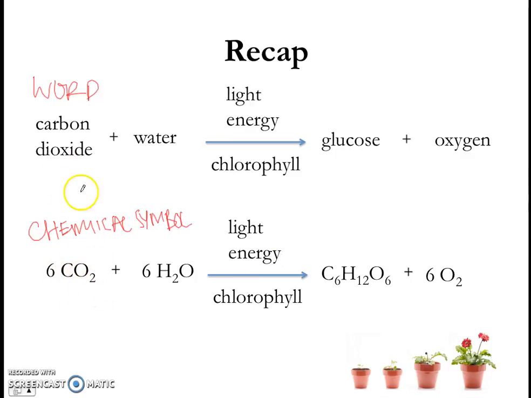So you can see now that this is carbon dioxide, water. This is the chemical symbol for glucose and oxygen. And we have, this is to show the ratio. Right, so it's really 6 carbon dioxide molecules and 6 water molecules become 1 molecule of glucose and 6 molecules of oxygen. And that's what this equation means.